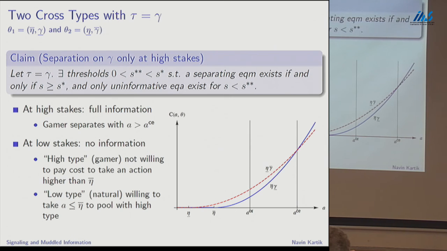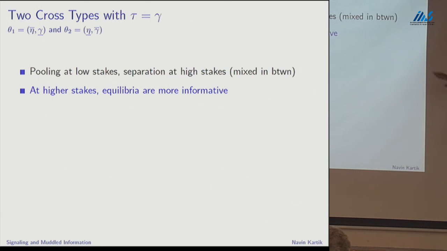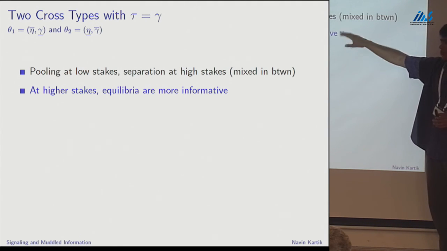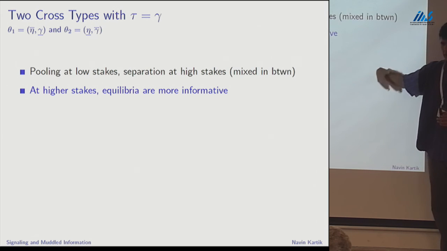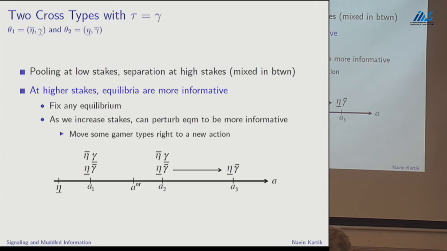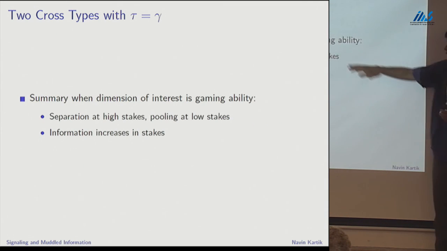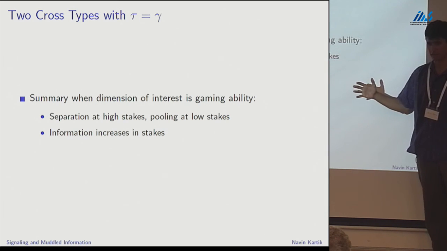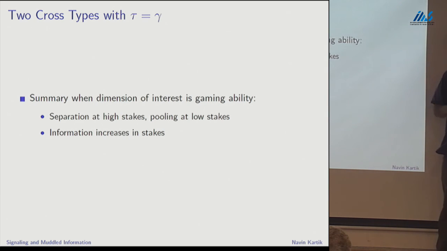And the general result that one can show again here is that as we increase stakes, equilibria become more informative now. Let me not go through the argument. It's the same kind of thing as we were doing before. So summary, when the dimension of interest is the gaming ability, we get separation at high stakes, pooling at low stakes, and you get information now increasing in stakes as opposed to decreasing in the other case.